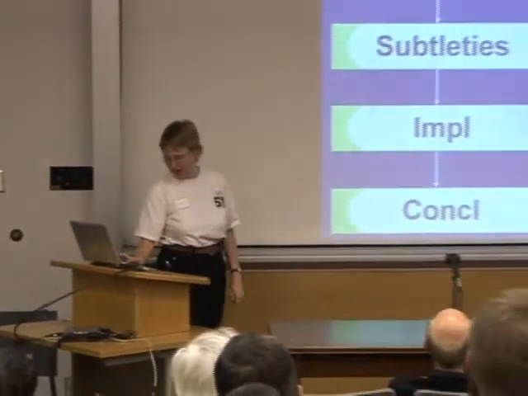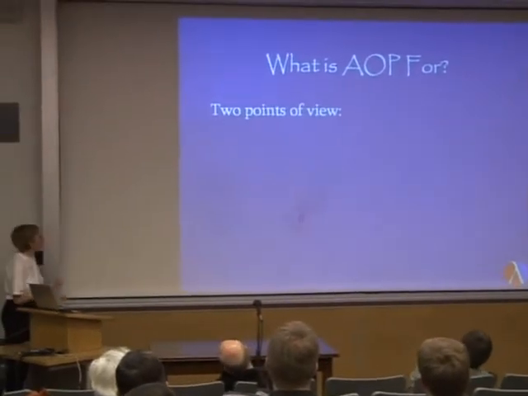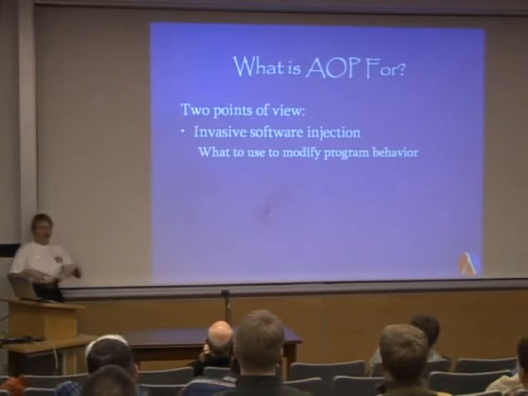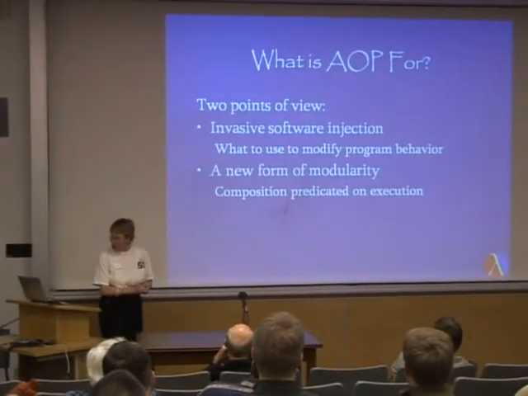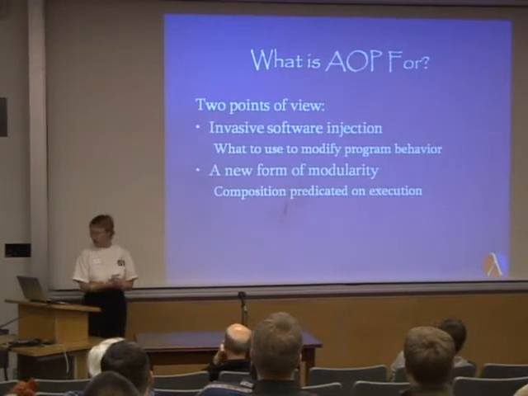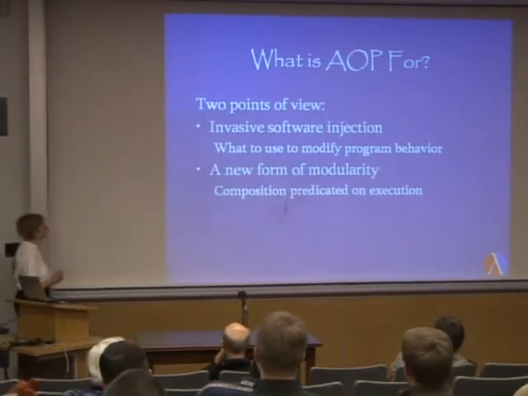Okay, so let's get into the problem here. Very briefly, a normal outline: going through a little bit of aspects and some other material. You've heard a couple of talks on aspects the last couple of days. So what do we see aspect-oriented programming as being for? Well, there are two primary points of view. One is invasive software injection: how do you modify program behavior by injecting code into it? Another point of view is that it's really a new form of modularity. And one of the characteristics of this is that you have composition that can be predicated on execution. And that's very different from a lot of the module systems out there.